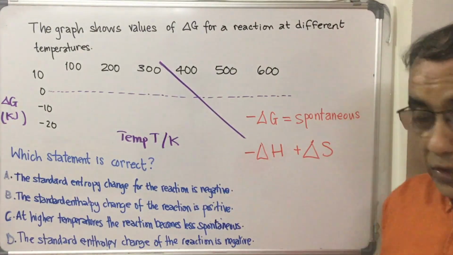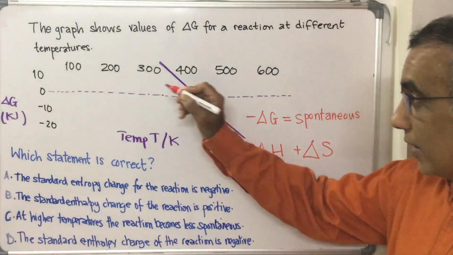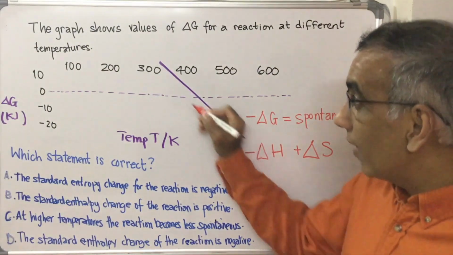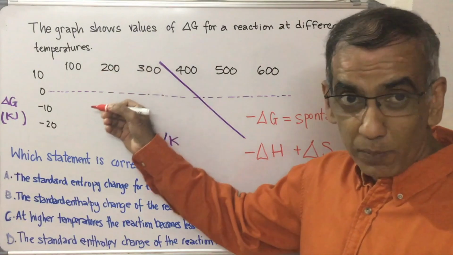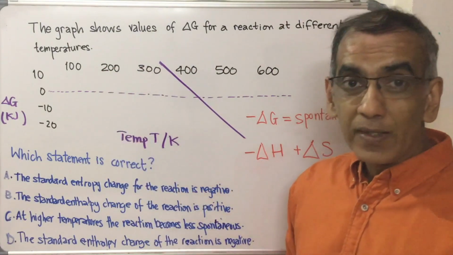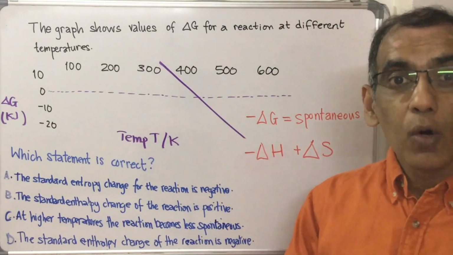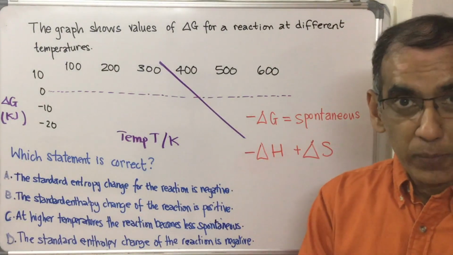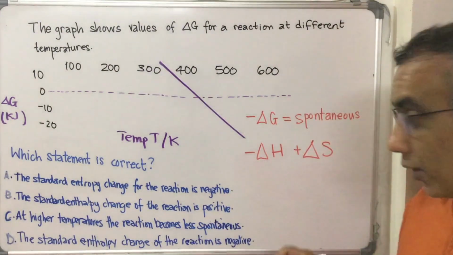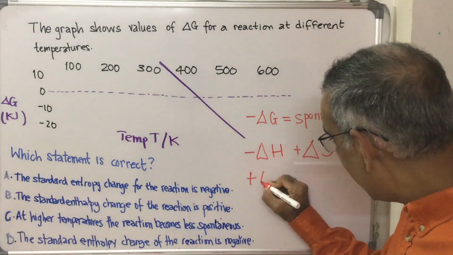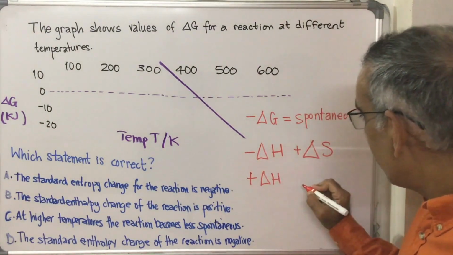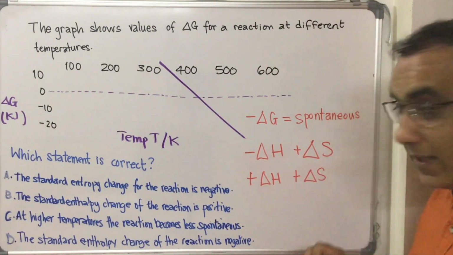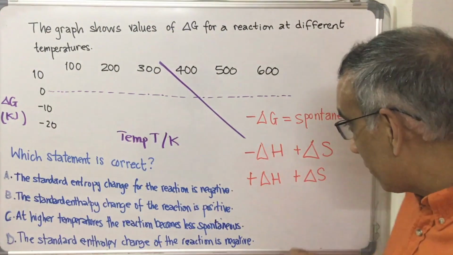You know that delta G isn't always negative, because here you can see delta G has become negative at higher temperatures, and then at lower temperatures it was positive. So that's a sign that this reaction is not always spontaneous. And when you have a reaction that's not always spontaneous, it means it's got to be a positive delta H going along with a positive delta S. That would give you a spontaneous process.